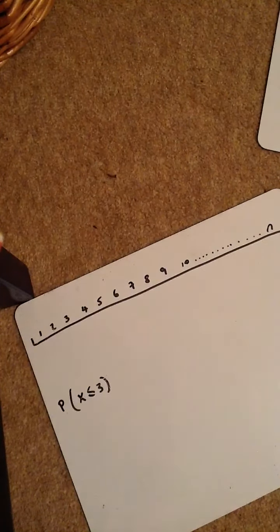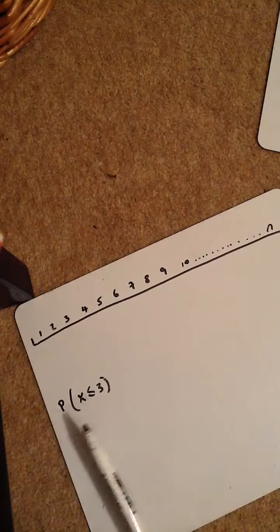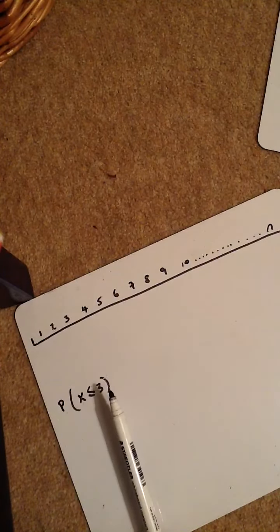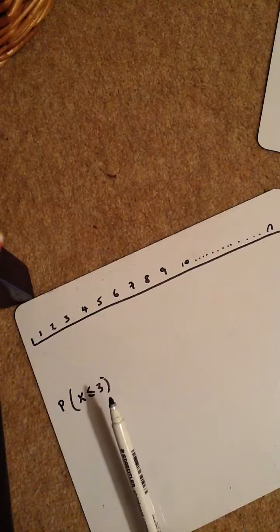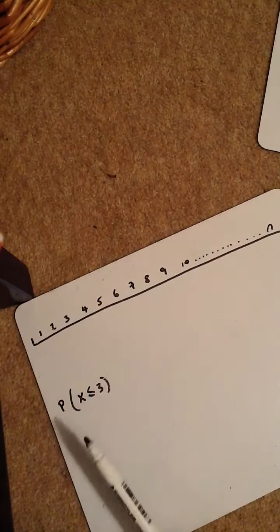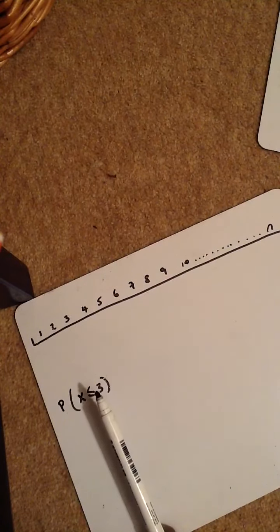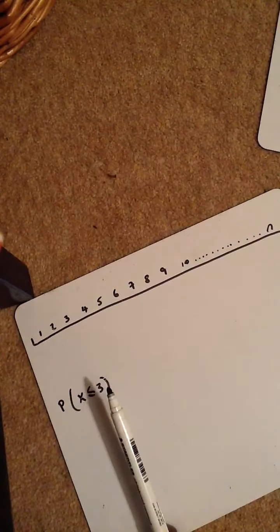I've got some random variable x, and I want to work out what is the probability that I get success in less than or equal to 3 attempts. So let's stick with our die idea. So what's the probability that I roll a 6 in less than or equal to 3 attempts.